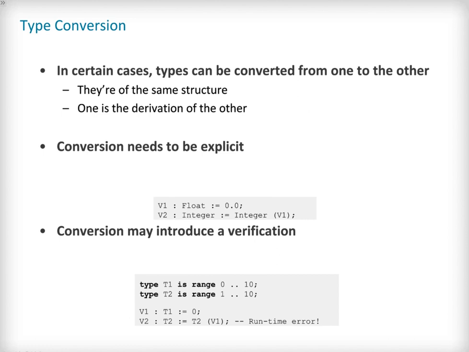Here I have V1 and V2, which are of two types that are integer types. So although I cannot mix them up, I will be able to convert one into the other. However, the valid range of values is different. And if V1 equals 0, when I convert V1 to the type T2, which does not accept the value 0, I will have a runtime error, an exception, and the program will stop.